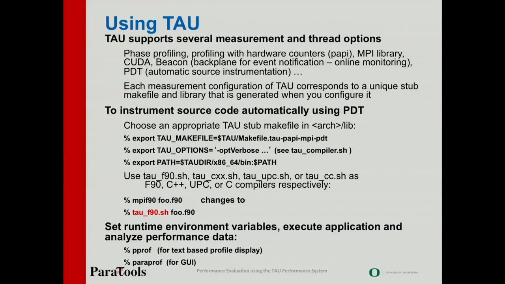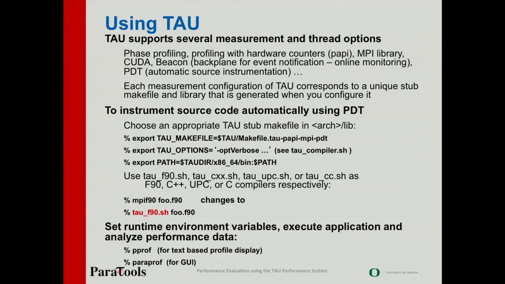And what this tag is: when you configure Tau, you can specify the name of the compiler, you can specify where the MPI is located, include and lib directories and so on. You can specify the location of external third-party packages like PAPI, which is used for profiling with hardware performance counters, or Beacon, which is a backplane for event and control notification. So you can do online monitoring of your application. You can use PDT for automatic source instrumentation.